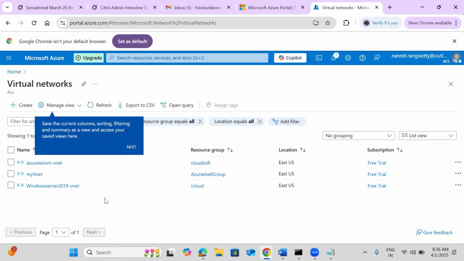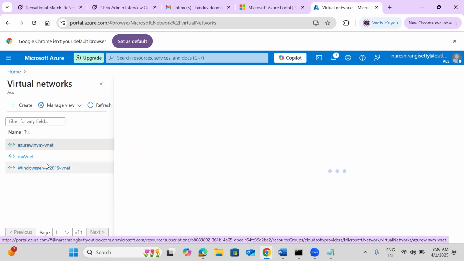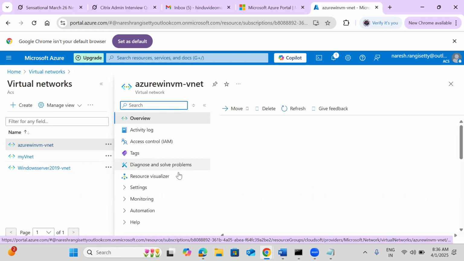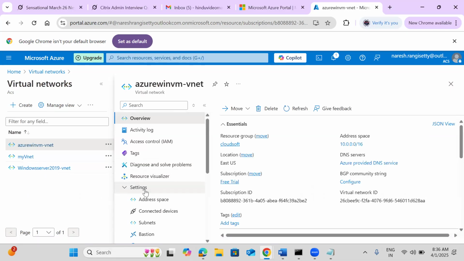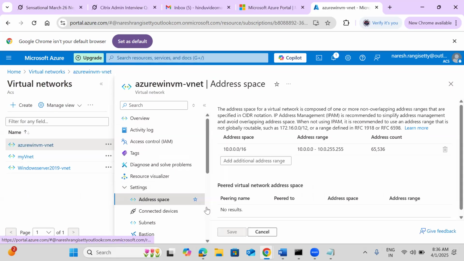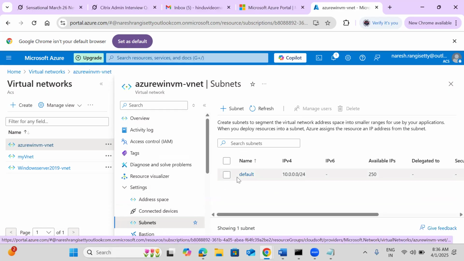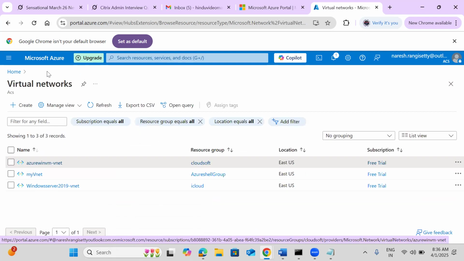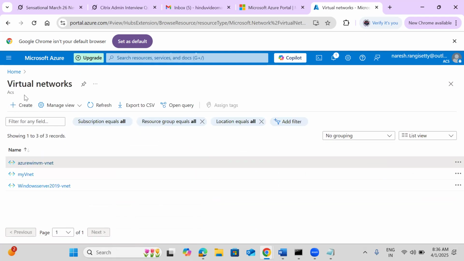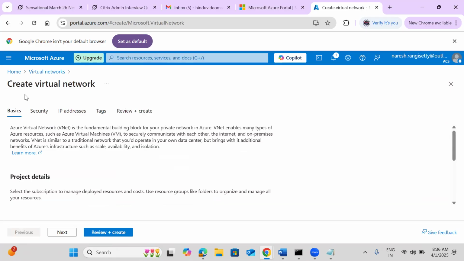Say if I go to the CloudSoft VNet, I automatically got my subnets also. The address space we used is 10.0.0.0, and the subnet is /24, the default subnet. We get 251 IPs, since one VM has been used, which is why some IPs are reserved. But now we are going to create our own virtual network.